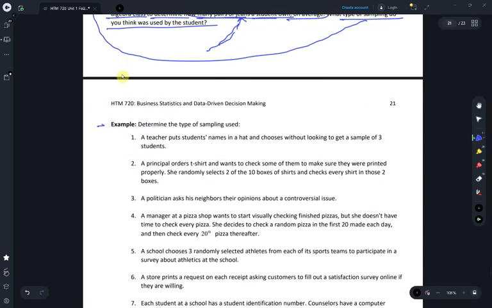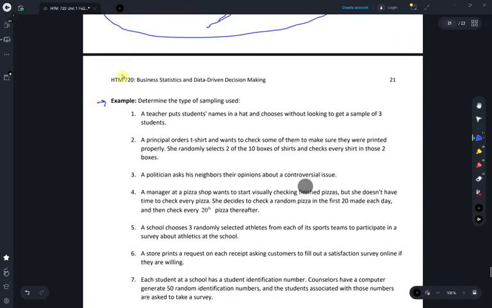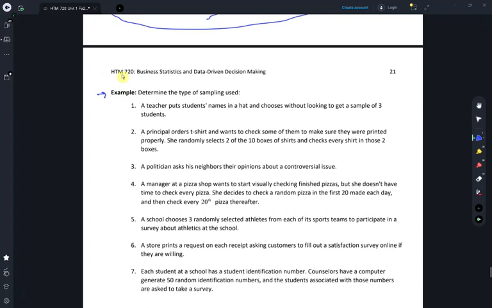Let's see more examples. In this example, we would like to determine the type of sampling used. 1. A teacher puts students' names in a hat and chooses without looking to get a sample of 3 students. Well, all names are going in a hat. That means every student has an equal but non-zero chance of being selected. I would argue that this is a case of simple random sampling.